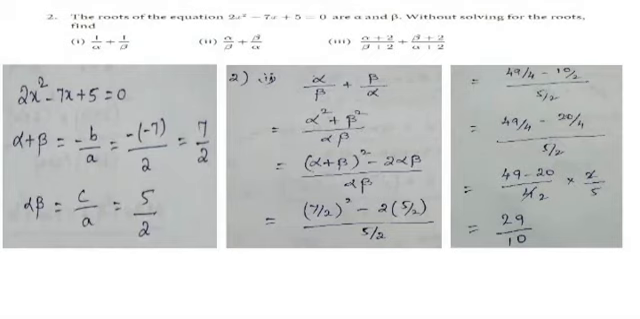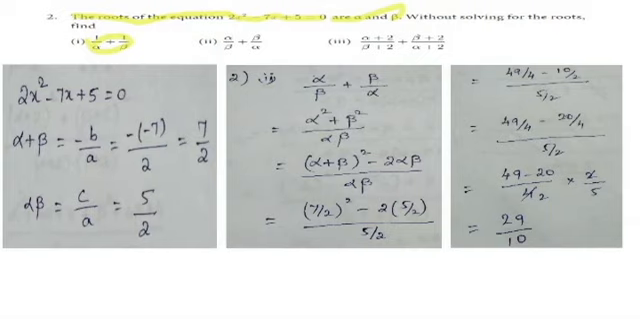Next one, second question. So the roots of the equation 2x square minus 7x plus 5 is equal to 0, the quadratic equation given, are alpha and beta. For this quadratic equation, alpha and beta are the roots. So without solving the roots, find 1 by alpha plus 1 by beta. So first question, 1 by alpha plus 1 by beta is very easy to do. So try this sum as a homework. So we'll move to second one.